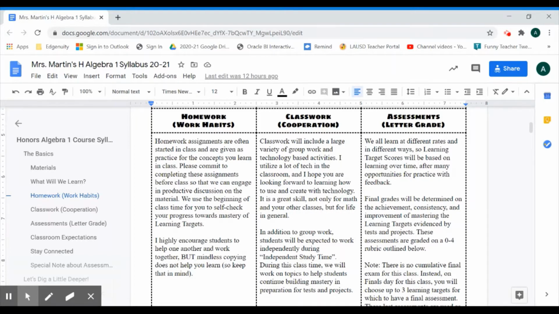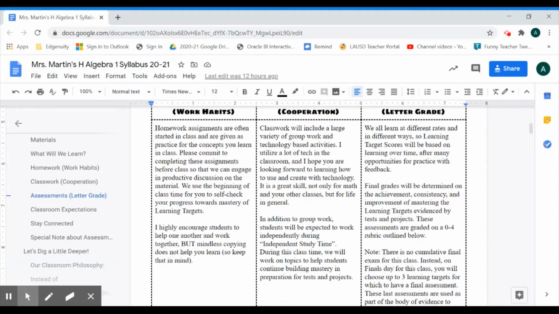Something else that I wanted to note, there is no cumulative final exam for this class. What that means is there is no final where I have all the different topics all in one test. Instead, on the day of finals, you will choose up to 3 learning targets, which we'll talk about in a moment, for which to have a final assessment. So you get to pick, and then you'll show me your mastery on those last 3 learning targets.